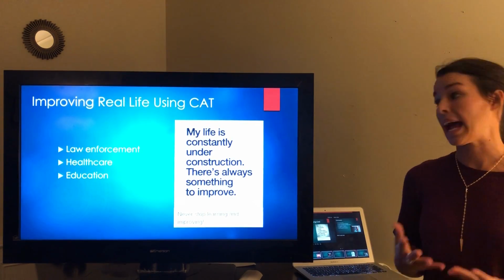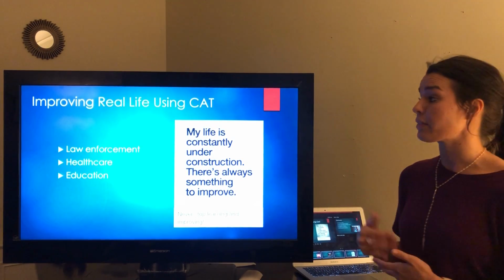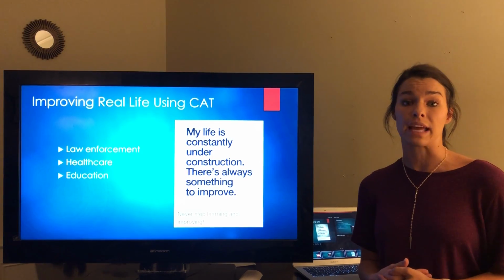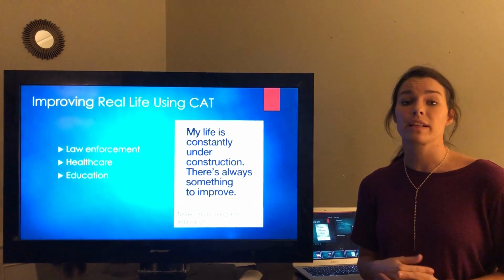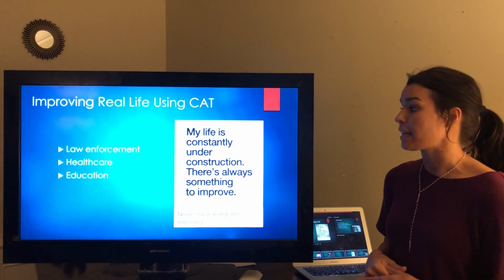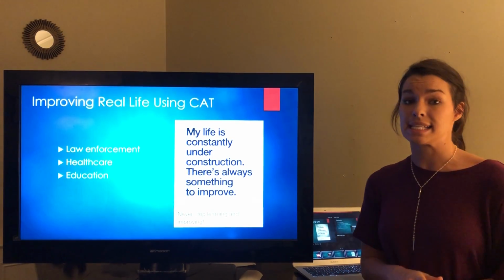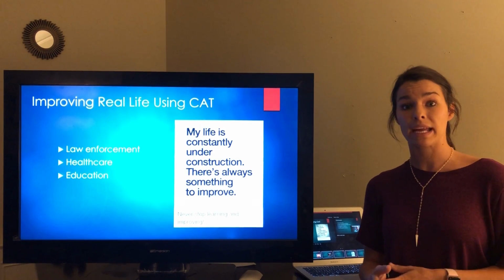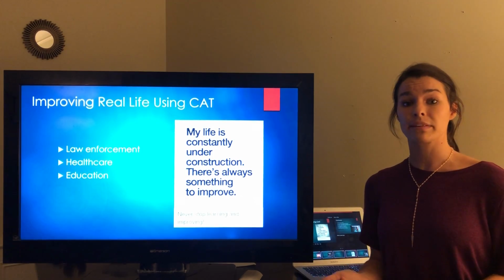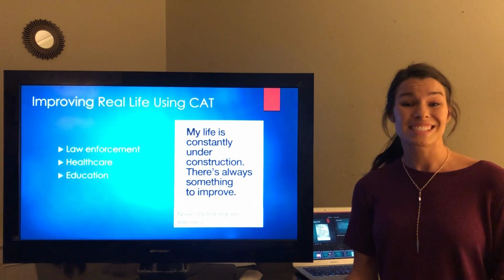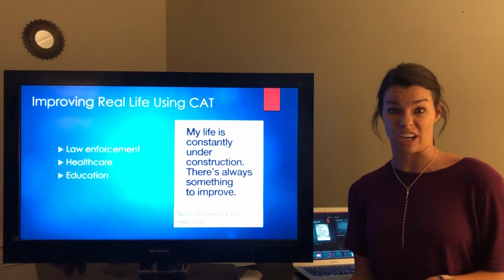So now that we have learned what CAT is and more about the theory and how it's been applied in our research, we're going to look at 3 different things we can improve in real life using CAT. First, starting out, law enforcement. We are able to improve our real life by understanding and predicting how communication could occur. In society today, this is a major issue with police officers stopping citizens. There's a stigma that people are scared of law enforcement, and I'm sure law enforcement is also scared of the citizens right now.